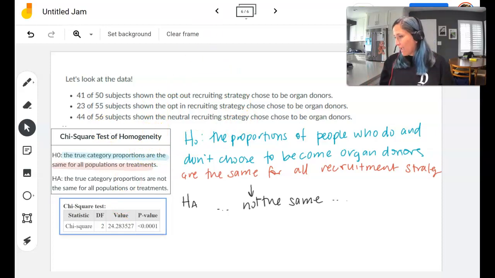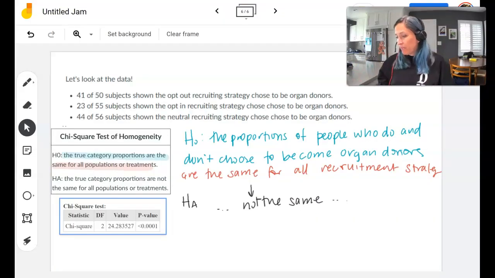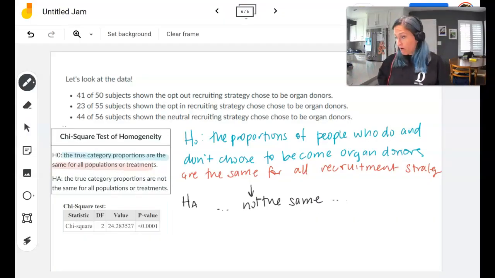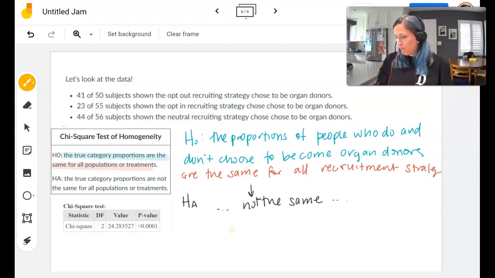So if we look back at this thing, we have 2 columns, so 2 minus 1 is 1. We have 3 rows, 3 minus 1 is 2. 2 times 1 gives me a degree of freedom of 2. And then we have our chi-squared value, which is adding all of those observed minus expected over expected, just like we saw before, and we get a p-value out. So that p-value is very, very small, as you would have expected looking at this very different proportion in that opt-in group.